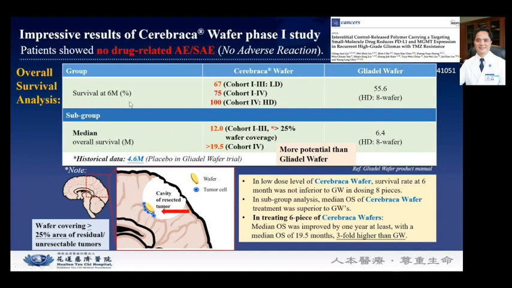We can compare this new drug, the cervical wafer, with the video wafer. The 6-month overall survival for low dose, 1 piece, 2 piece, and 4 piece is 67%, while the video wafer with 8 pieces is 55.6%. And overall for 1 to 4 pieces, 75%. If we only calculate 6 pieces of the wafers, there's 100% survival at 6 months. So it's a very exciting result to us.